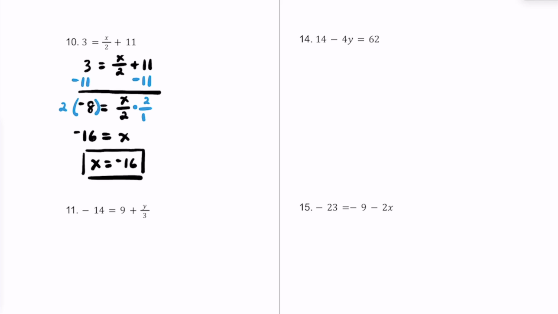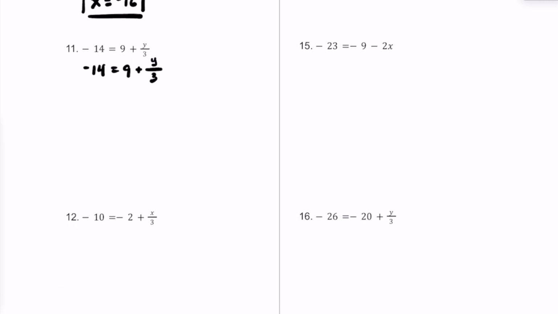In number 11, we have negative 14 is equal to 9 plus y divided by 3. So if we go ahead and take a look at this equation, notice how our y is on the right side of the equation. So we need to get rid of the 9 and the 3. Now to get rid of this 9 or move it over, let's go ahead and take away 9 from both sides of the equation. If we go ahead and do that, then negative 14 minus 9 is going to be negative 23 on the left side of the equation. On the right side, 9 minus 9 is going to be 0, which is what we were aiming to do. And we're just going to be left with this y divided by 3.